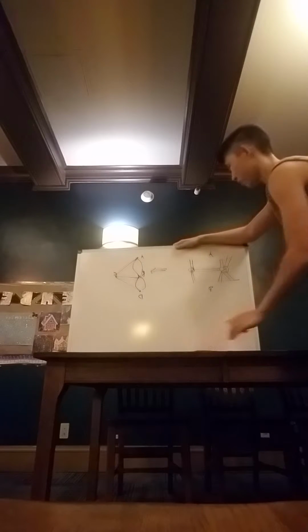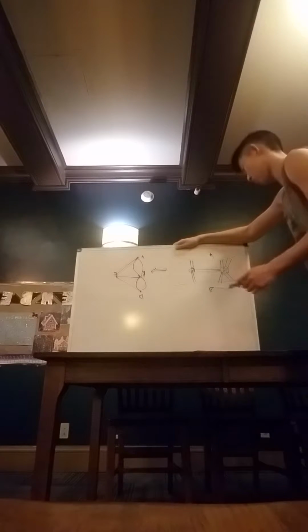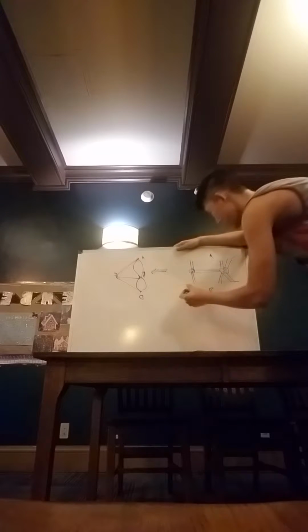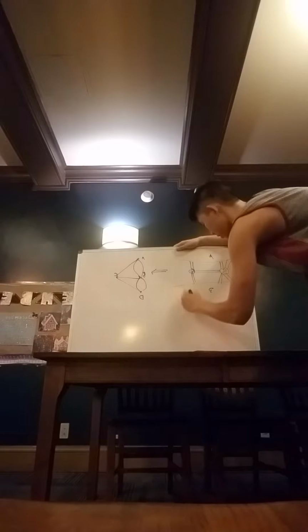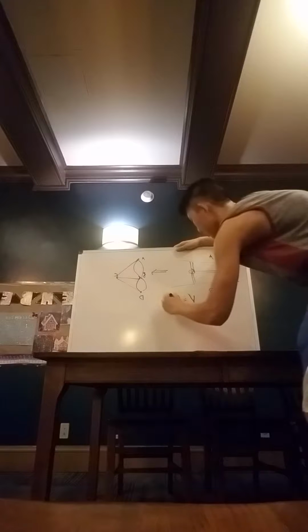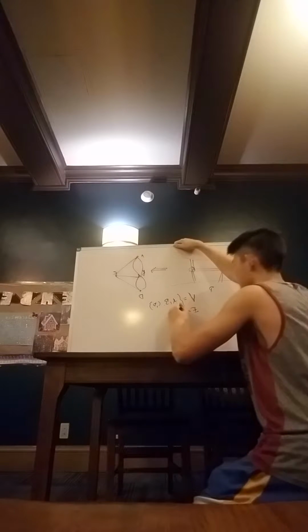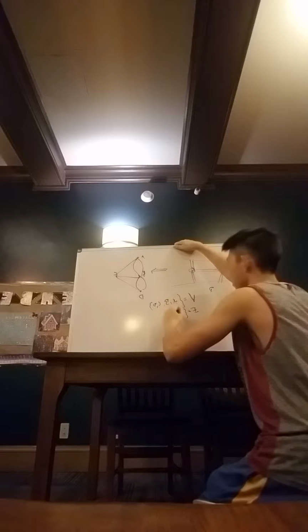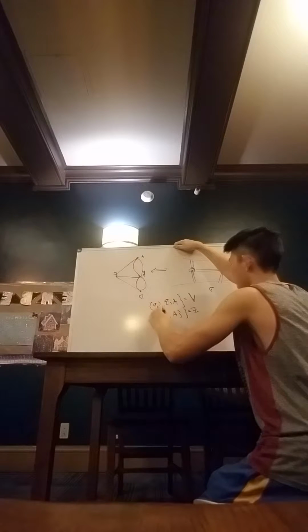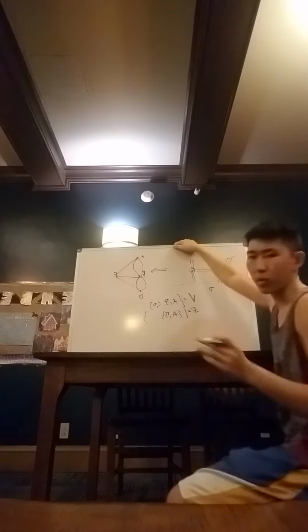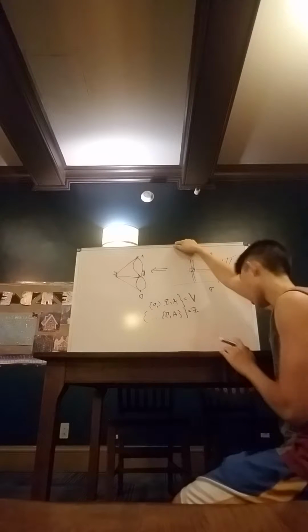So let's define some properties about this graph and all graphs. All graphs have a vertex set, which is the set of all vertices, A, B, C, and D, and all graphs also have an edge set. And for this graph, the edge set is just A and B and all the other ones. I won't list them all because it takes a while.